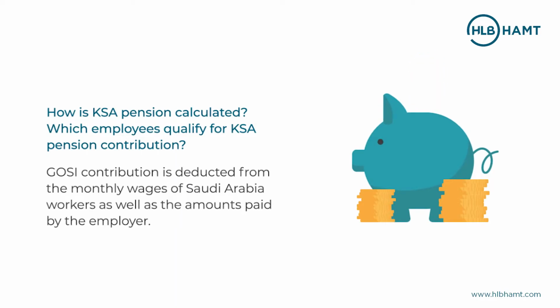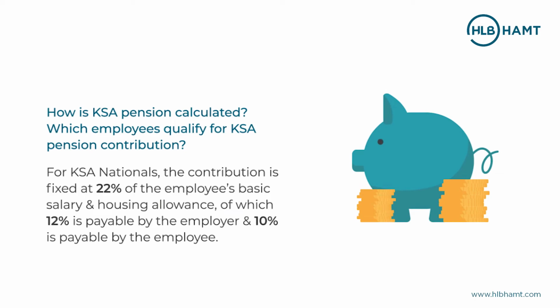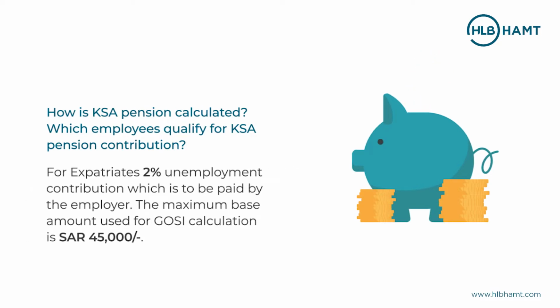KSA contribution is deducted from the monthly wages of Saudi Arabia workers as well as the amounts paid by the employer. For KSA nationals, the contribution is fixed at 22% of the employee's basic salary and housing allowance, of which 12% is payable by the employer and 10% is payable by the employee. For expatriates, there is a 2% unemployment contribution which is to be paid by the employer. The maximum base amount used for KSA calculation is 45,000 Saudi riyals.